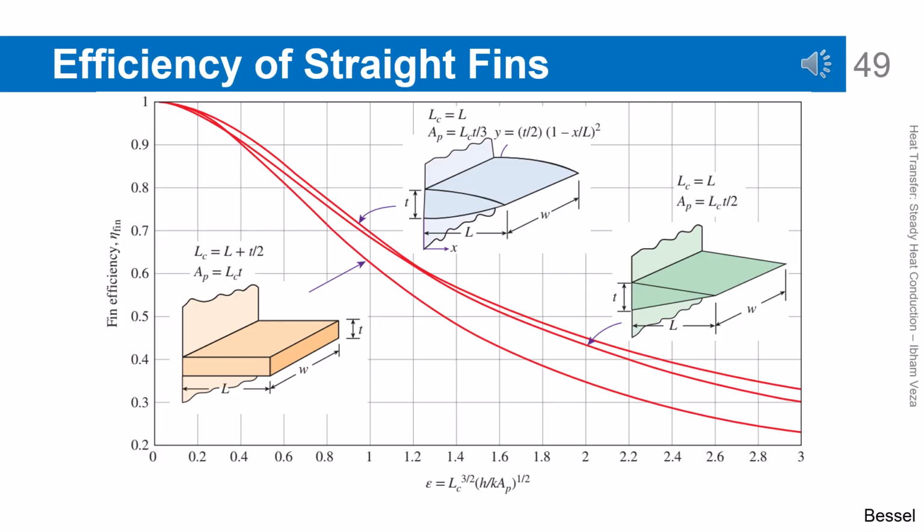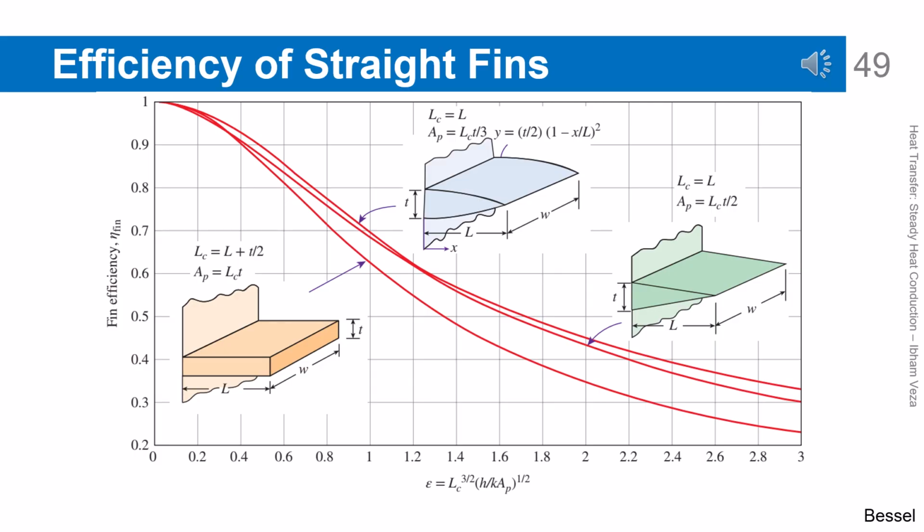Efficiency of straight fins. This graph compares the cooling efficiency of 3 fin shapes: rectangular, triangular, and parabolic. The vertical axis shows efficiency, and the horizontal axis represents a combined factor of shape, size, and material properties. As this factor increases, efficiency drops for all three types.